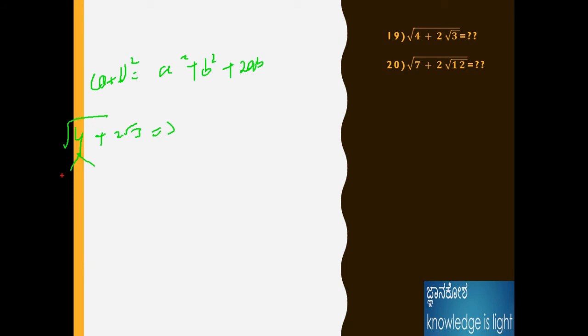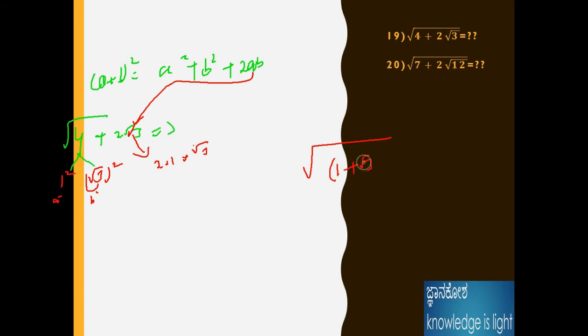How is the 4 coming? See, 4 is 1 as well as 3. Understand? Why? Because 1 plus 3 is equal to 4. That's why I make it 1 square plus root 3 square. Here it is the 2ab format, and these terms are the a square and b square format. The 2ab format is 2 into 1 into root 3, because the format is like here only, that's what I mean to say. Therefore the answer should be 1 plus root 3 the whole square. Therefore the square cancels, and the answer is 1 plus root 3 for this question.